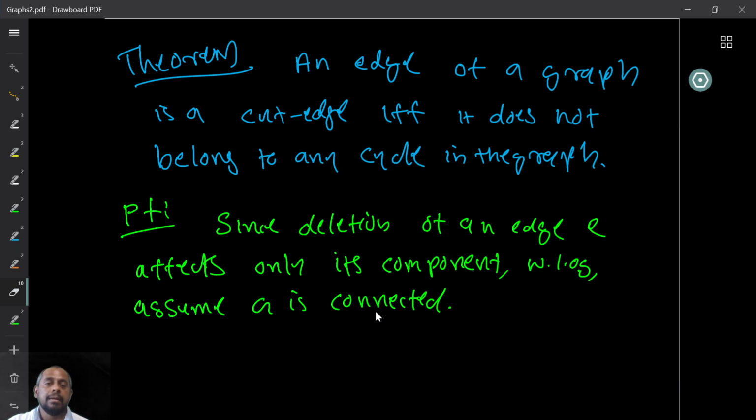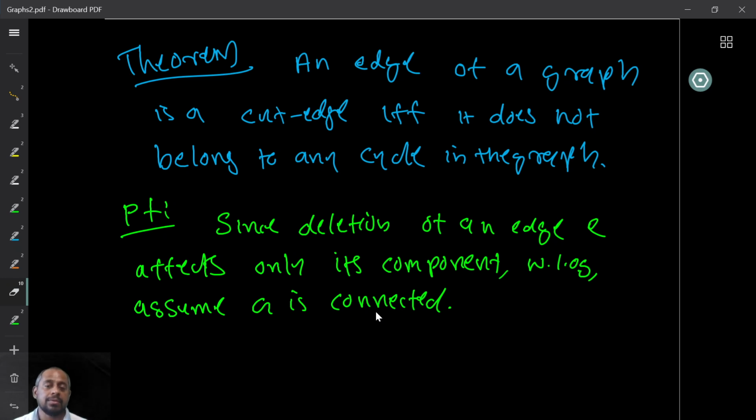Now, here is a theorem. An edge of a graph is a cut edge if and only if the edge does not belong to any cycle in the graph. How do you prove this? If you delete an edge E, the deletion affects only its component. If you are looking at different components of the graph, deleting one edge from a component is not going to change the connectivity or number of components of anything else. Only that particular component will be affected.